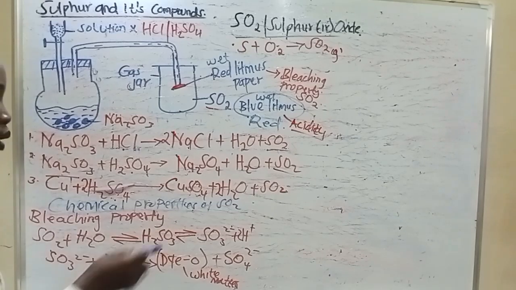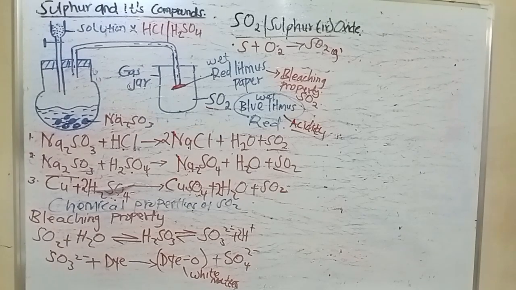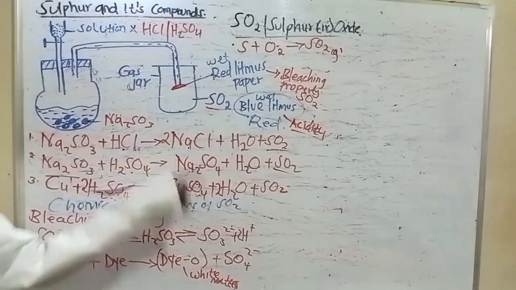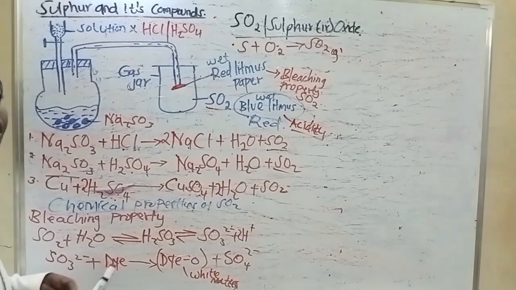Now, something you need to know about the bleaching property of sulfur 4 oxide is it is temporary. This means whatever is decolorized by the sulfur 4 oxide is going to regain its color again once it is exposed to air because of the process of oxidation. So that is the bleaching property of sulfur 4 oxide.